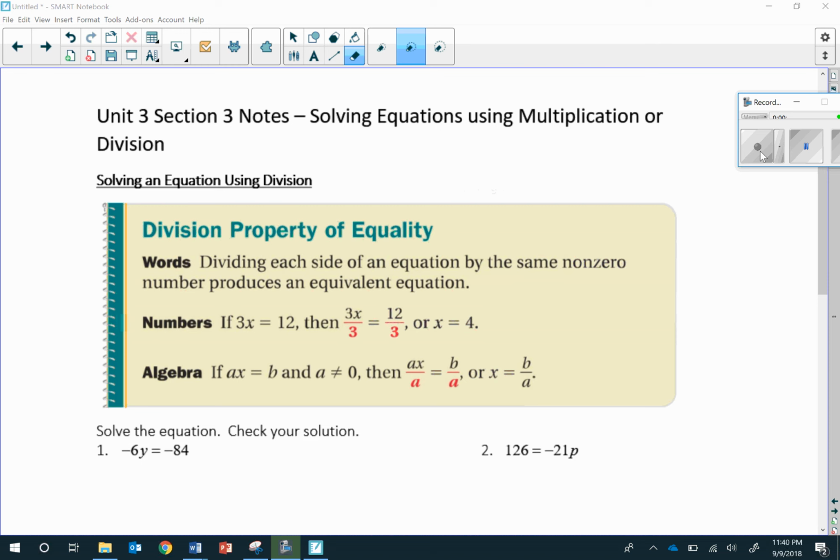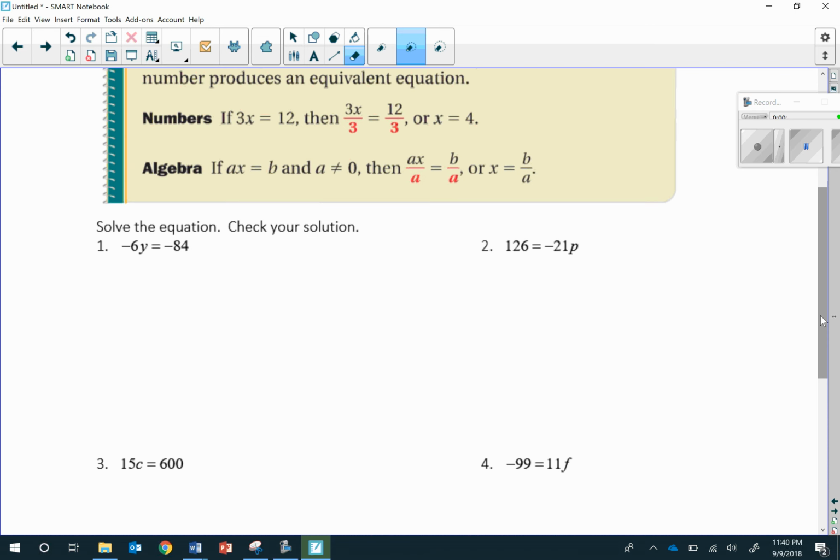So if you look here, we have the division property of equality, which basically means if we divide both sides of the equation by the same number, we're going to get an equivalent equation. So if you look at that example, 3x equals 12. If we divide both sides by 3, the 3's will cancel, leaving us x equaling 4. Because 3 is multiplied by x there, we can use the inverse operation or division to simply get a solution there. So let's look at a few examples together.